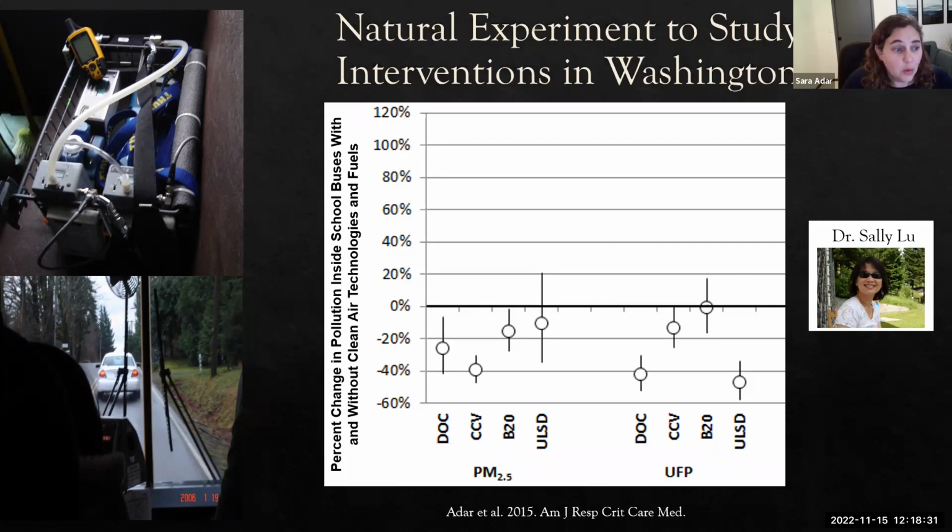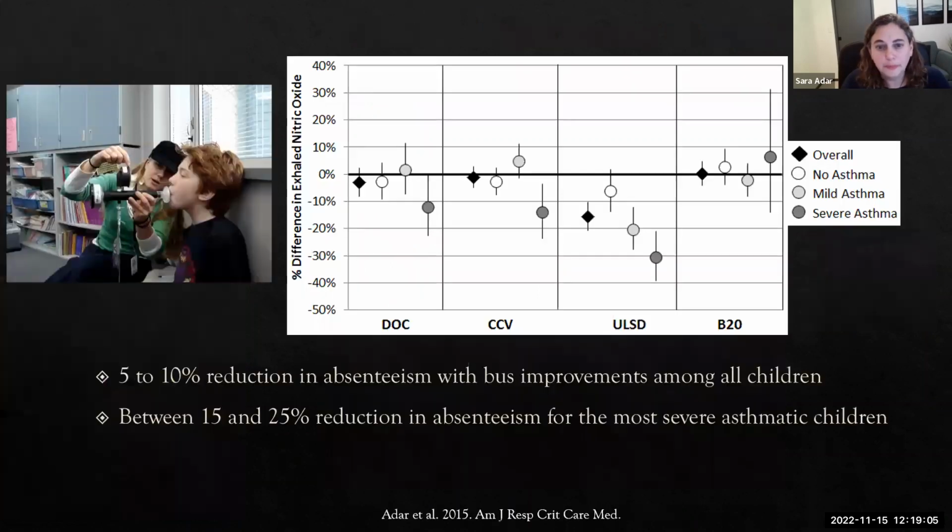So we basically went out, we sampled the air inside of the cabins and showed that we did this before, during, and after these switches, and showed that indeed with the clean air technologies, you could drop the concentrations of particles inside those buses quite dramatically. So the DOC is a diesel oxidation catalyst, and the crankcase ventilation. B20 was a biodiesel that didn't actually wind up showing as much, and ULSD was a clean sulfur fuel.